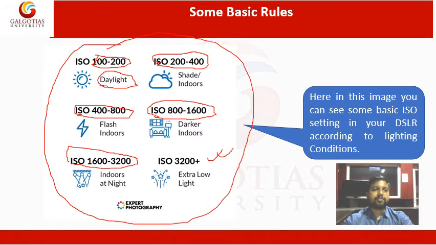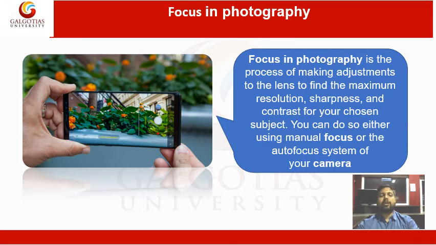The next thing in photography is focus. What is focus? Here you can see the focus in photography is the process of making adjustments to the lens to find the maximum resolution, sharpness and contrast for your chosen subject. We can do so either using manual focus or autofocus in your camera.